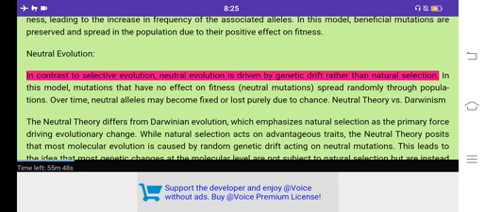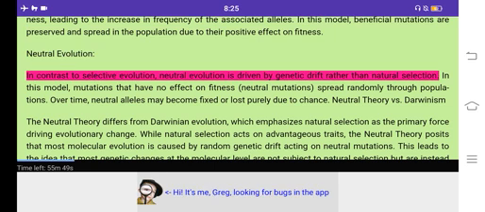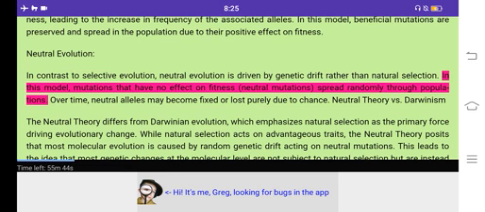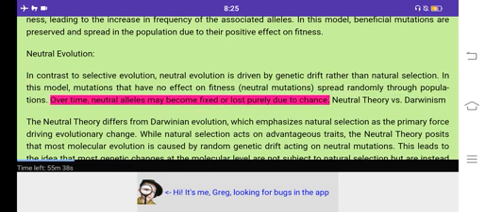Neutral evolution. In contrast to selective evolution, neutral evolution is driven by genetic drift rather than natural selection. In this model, mutations that have no effect on fitness, neutral mutations, spread randomly through populations. Over time, neutral alleles may become fixed or lost purely due to chance.